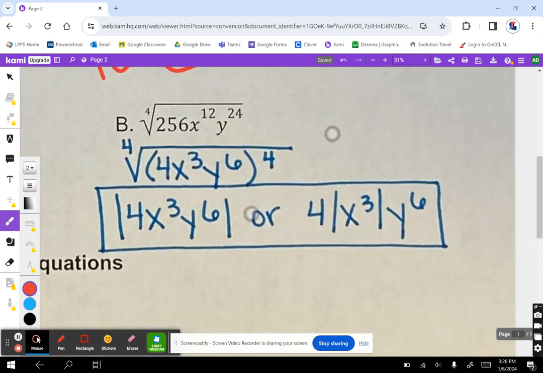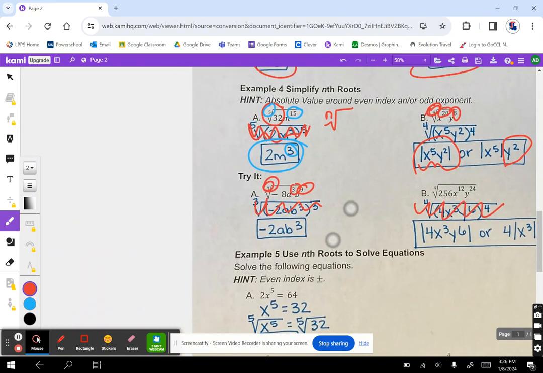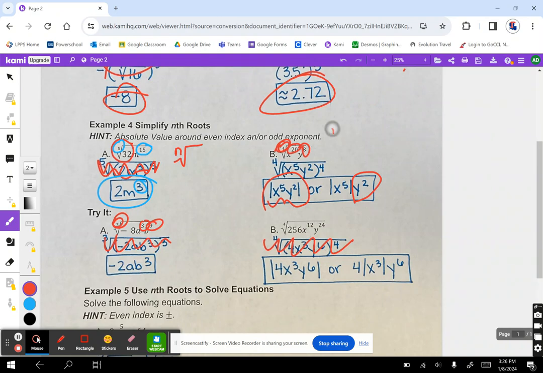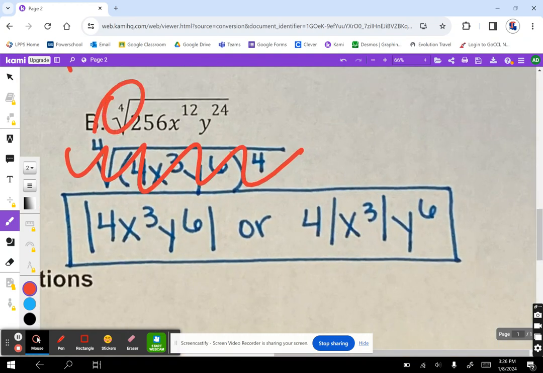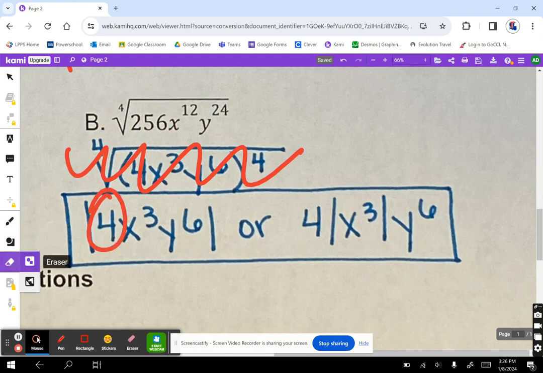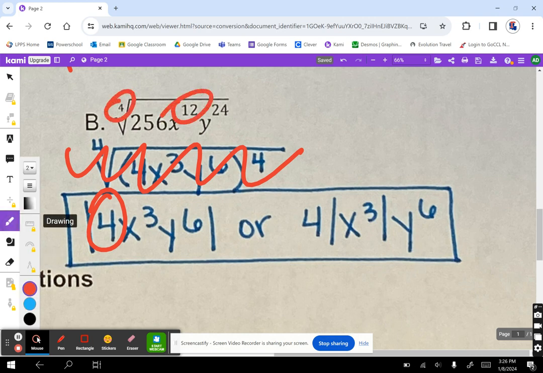This middle section, again, ignore it. I think I put a hint. Yeah, look at this hint here: absolute value around even index and/or odd exponent. Okay, so because I have an even index, a 4, I'm going to put the absolute value bars. So the fourth root of 256, use your calculator for that. Your calculator will tell you 4. Then 12 divided by 4 is 3. 24 divided by 4 is 6.